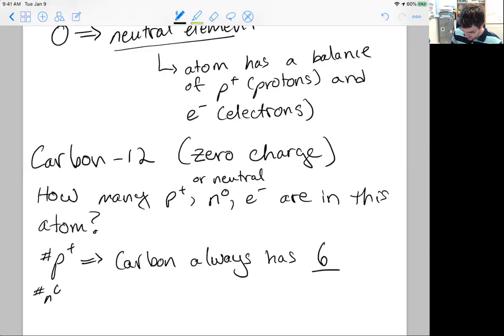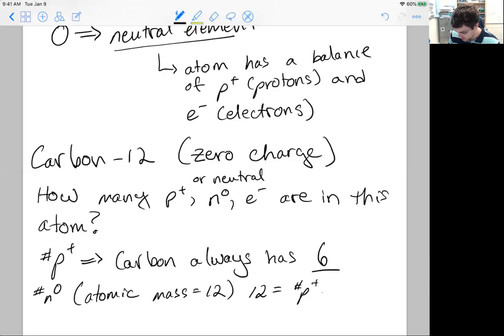For the number of neutrons, that's determined by the atomic mass. So atomic mass equals 12. How do I know that? Well, in my name for the atom, I called it carbon 12. So with an atomic mass of 12, we take 12 and figure out the number of neutrons. 12 is equal to the number of protons plus the number of neutrons. Why? Because the atomic mass is always equal to the number of protons and the number of neutrons, because each of those subatomic particles, protons and neutrons, each weigh 1 AMU.